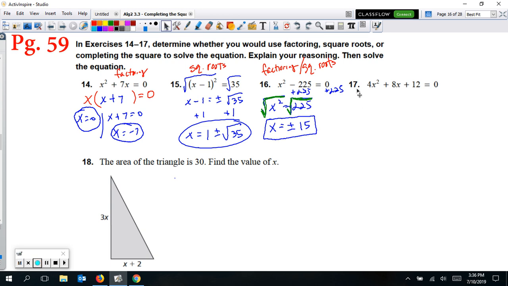On 17, for this one, we might not be able to decide just yet, but we do notice that 4 can go into 8 and it can go into 12.